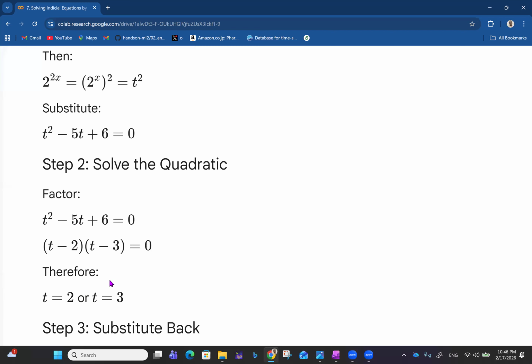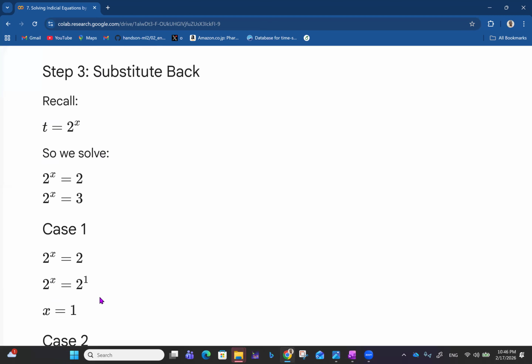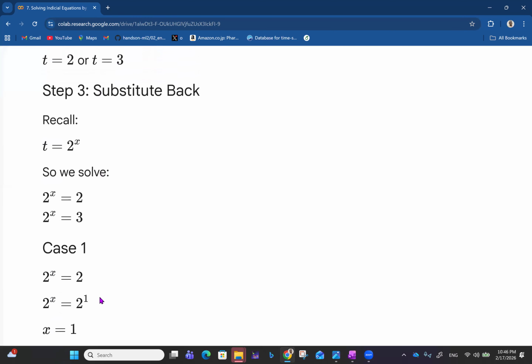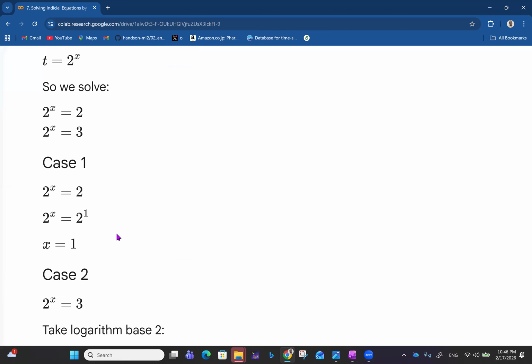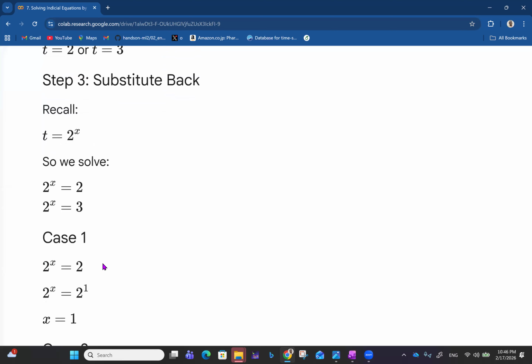Now, don't forget, you didn't start with t. So you have to now take it back to the x you started with. So what do you do? You substitute back t is 2 or t is 3. So recall that t is 2 raised power x, right? So we can then say 2 raised power x equals 2 when t is 2. So you have 2 raised power x equals 2, and then you have 2 raised power x equals 3. For the first case, 2 raised power x equals 2. 2 itself can be written as 2 raised power 1. So because they have the same base now, you can say x is equal to 1 easily. So x is 1, clear.